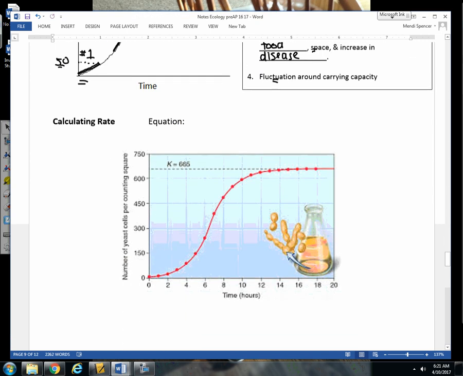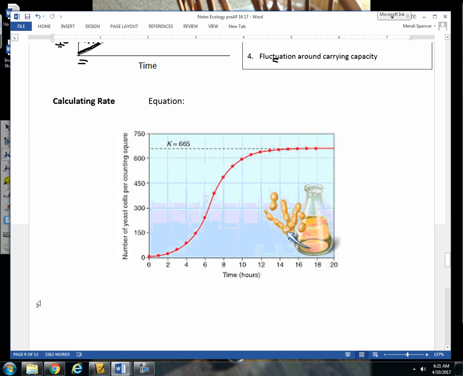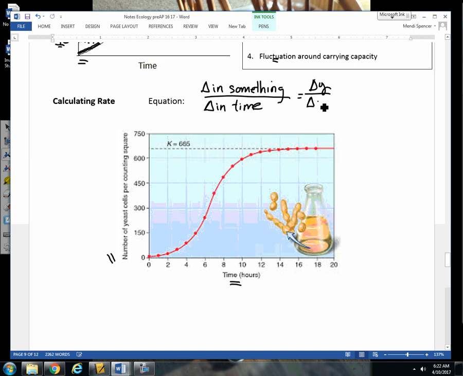Since we're talking about rate, we're going to take a second to review calculating rate. Rate is the change in something over the change in time. When we see a change in something over a change in time, so time is on the x-axis, then it's pretty easy to ask you to calculate rate. So we're going to calculate the change in something over the change in time, or it's just simply the change in y over the change in x.